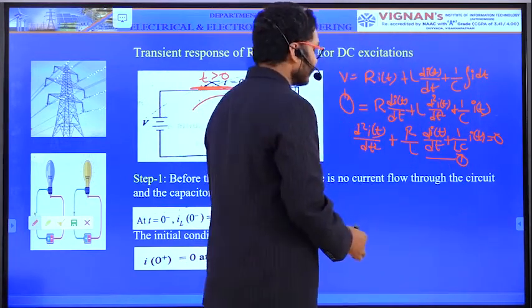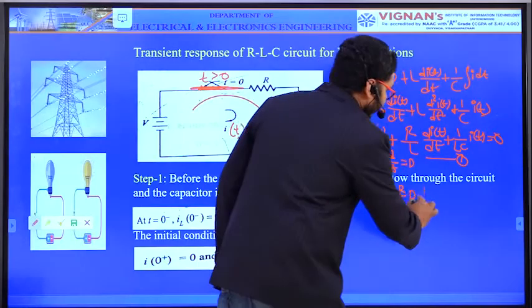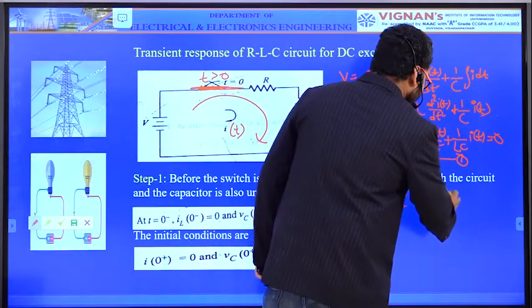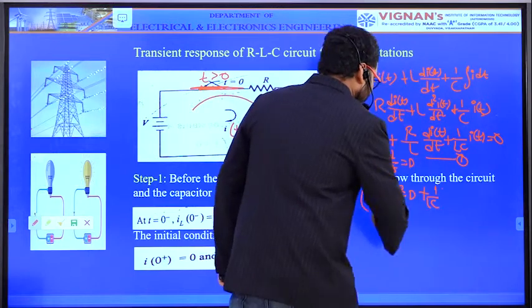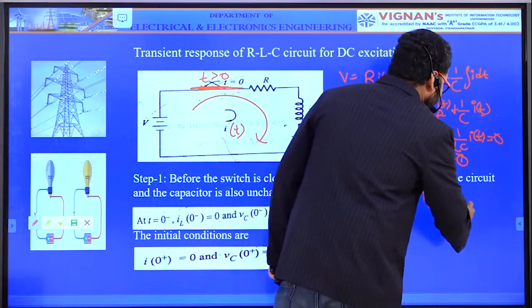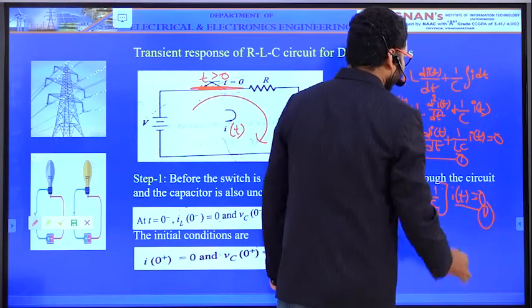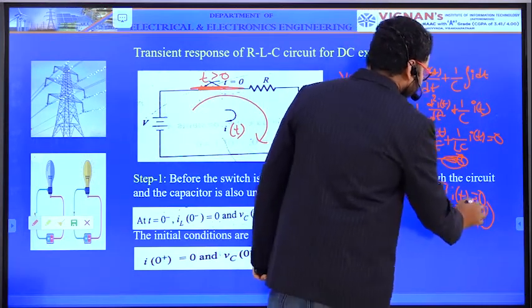Suppose if you consider the D operator method, so d by dt is D, it means D square plus R by L D plus 1 by LC into i(t) equals 0. Say this is equation 1.